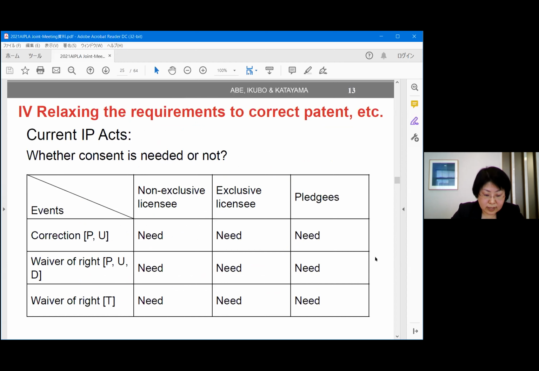And this table shows, under the current IP Acts, in the case of correction or waiver, whether the consent is needed or not. As I explained before, the capital P, U, D, T means each IP Act. In the case of correction or waiver, in all IP Acts, the right holder needs to obtain the consent of all non-exclusive licensees, if any, in addition to that of exclusive licensees and pledgees.